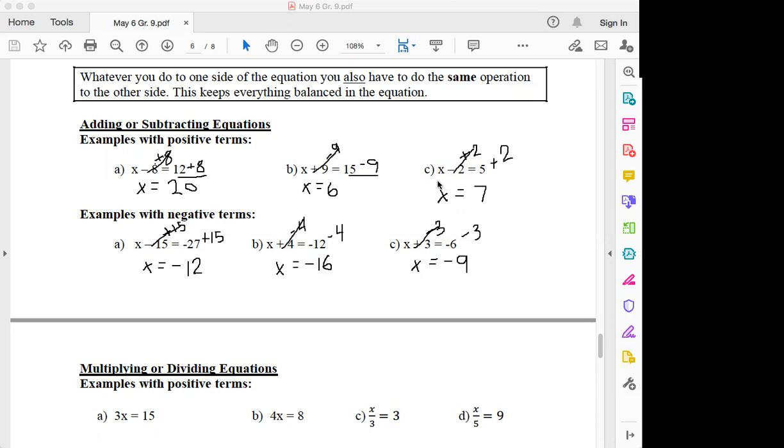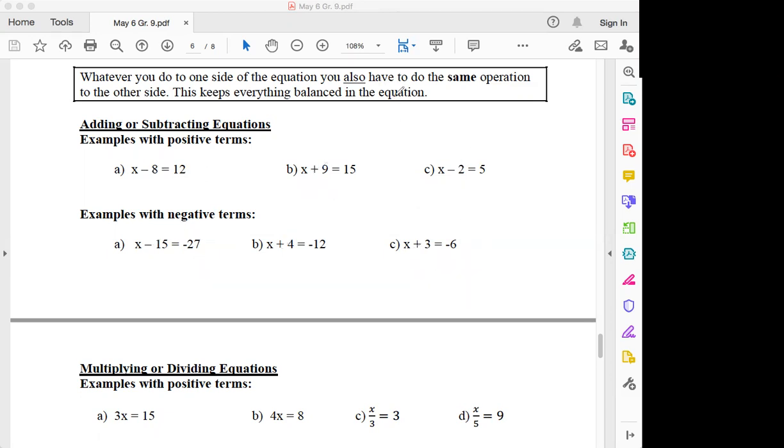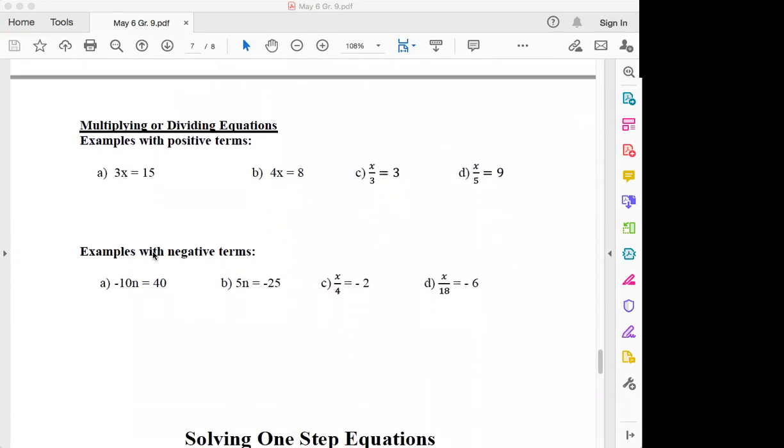So I'm going to erase that, and we're going to look at multiplying and dividing equations. Remember that we're doing the opposite. If this is 3 times x equals 15, we're going to do the opposite of what it's doing right now. The opposite of multiplying is dividing. So we're going to divide both sides by 3. 3 times x divided by 3 just gives us x. Then we do 15 divided by 3, which is 5.